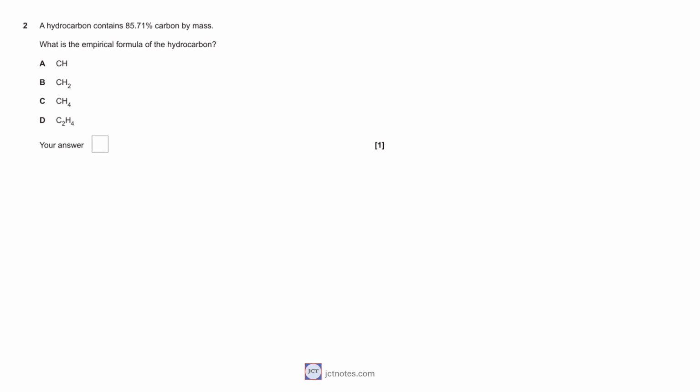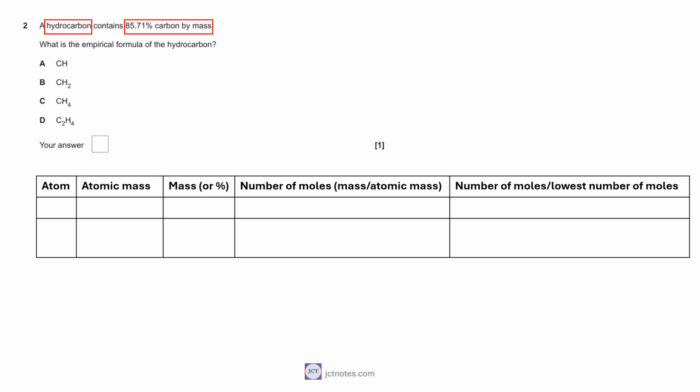In question 2, we have a hydrocarbon containing 85.71% carbon by mass. We are asked what is the empirical formula of the hydrocarbon from the four given. To calculate the empirical formula, I always create a table with 5 columns. The first column is for the name of the atom. The second column is for the atomic mass.